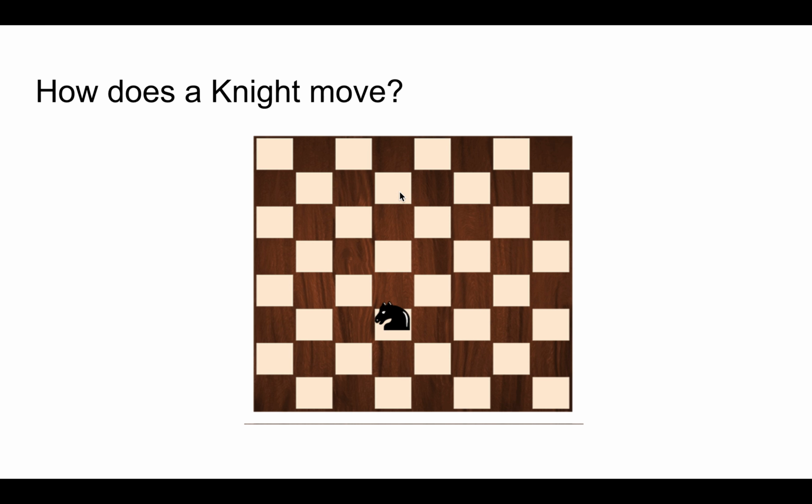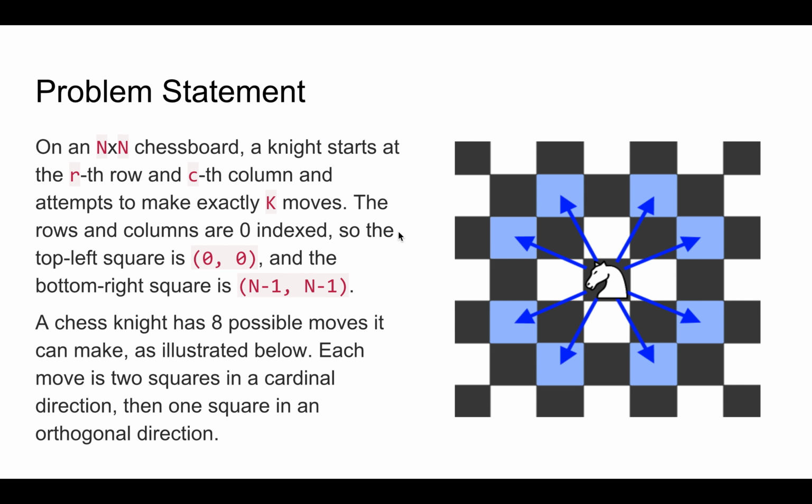So first, let's understand how a knight moves. If you don't know how chess works, a knight moves in an L shape. So you go two to the right and up, or you can go down, or you can go up left, always in an L position.